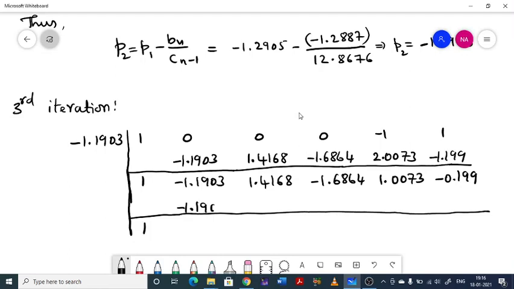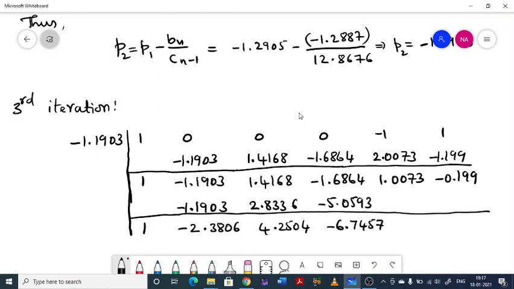minus 1.1903. Adding those two, minus 2.3806. Multiplying, 2.8336. It will be 4.2504. Multiplying, minus 5.0593. So it will be minus 6.7457. Multiplying here, 8.0294. So here it will be 8.0367.